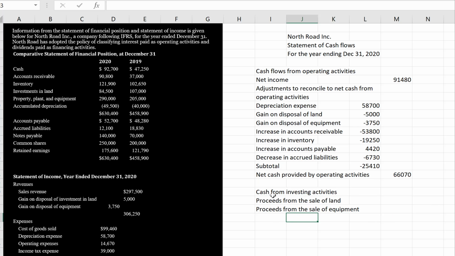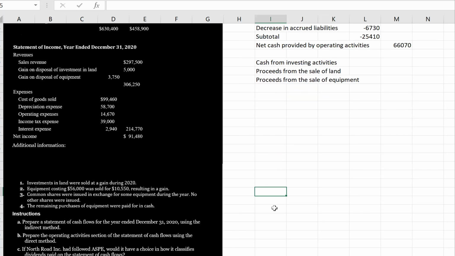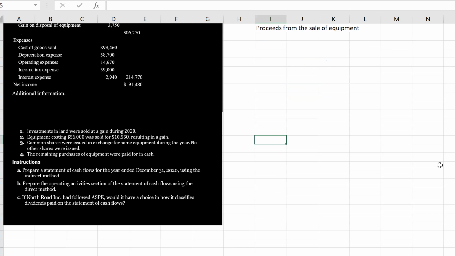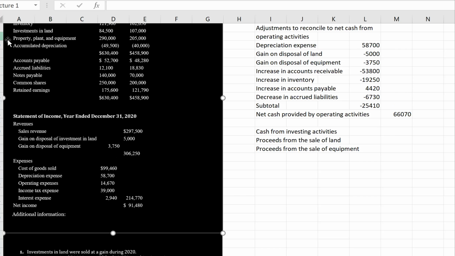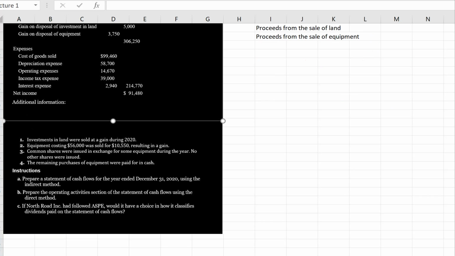Let's start with the land. So let's move down here and do a little section at the bottom. We're going to figure out the investment in land. On our statement of financial position, we do have a line called investment in land. So let's figure out the opening and closing balance of that. So let's go December 31st, 2019.